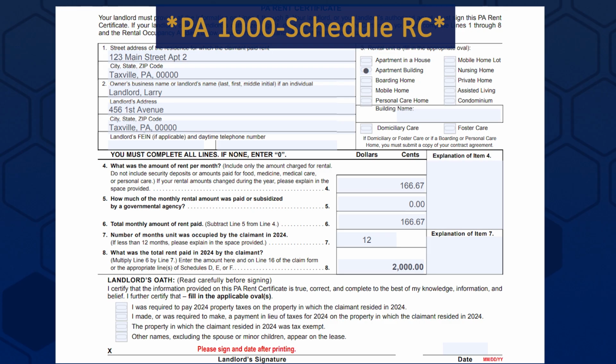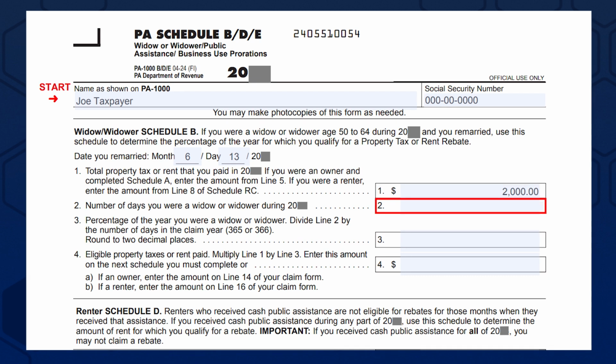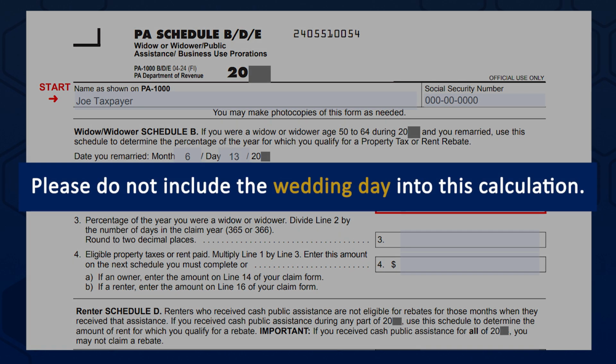If the applicant was a renter during the application year, enter the amount listed on line 8 of the PA-1000 Schedule RC, also known as the rent certificate, onto line 1 of the Schedule B. Next, calculate the number of days that the applicant was a widow or widower during the application year, and list it on line 2 of the Schedule B. Please do not include the wedding day into this calculation.